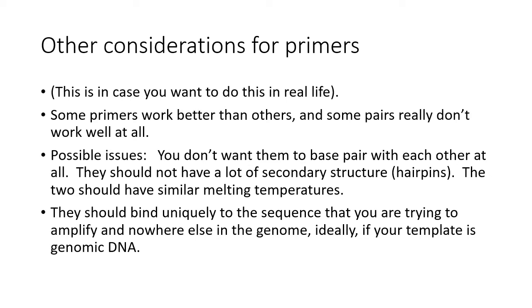Another consideration is you want the two to have similar melting temperatures. If one is 55 and the other is 70, they probably won't work very well together. Also, they should be unique. If you're amplifying from genomic DNA, you want to make it unique to that particular sequence, not something that binds all over the genome. That would make kind of a mess. So you really want to have sequences that are as unique as possible in that genome, if that's what you're amplifying.